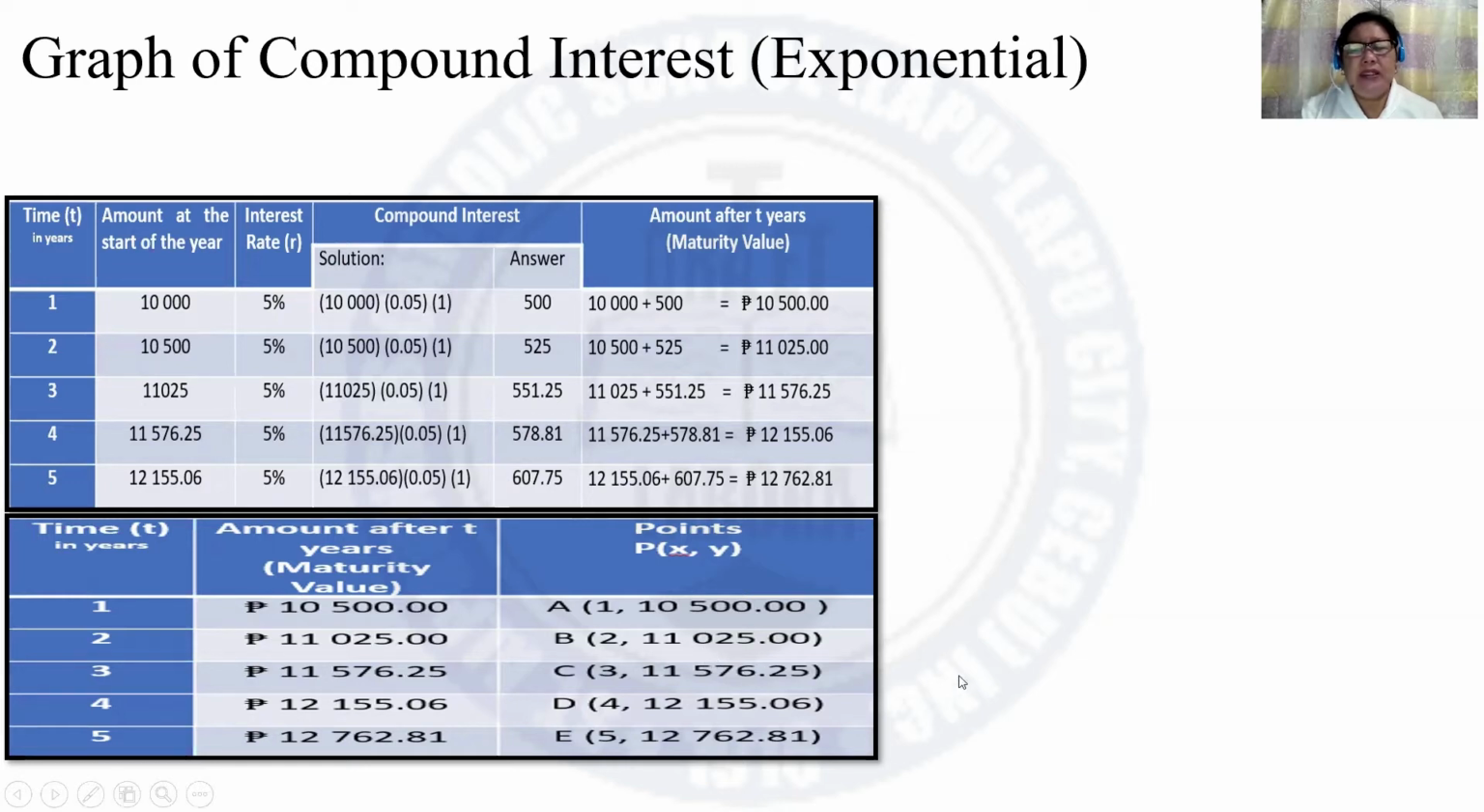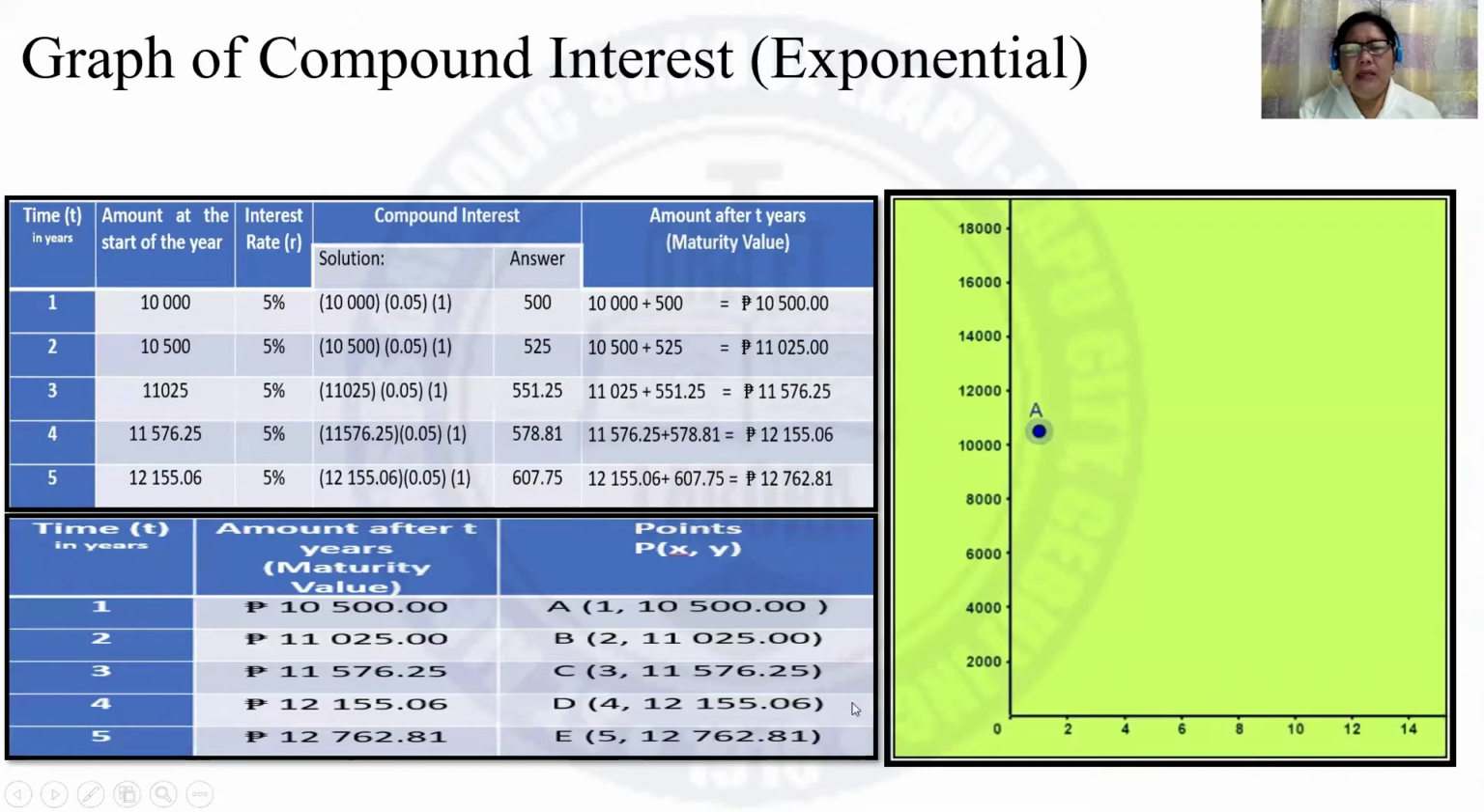Let us have another tabulation on time, amount after 3 years, and for the coordinates of the points. And let us have the graph. Plotting point A, point B, point C, point D, and point E. And then connect the points. So the graph of compound interest is an exponential graph.